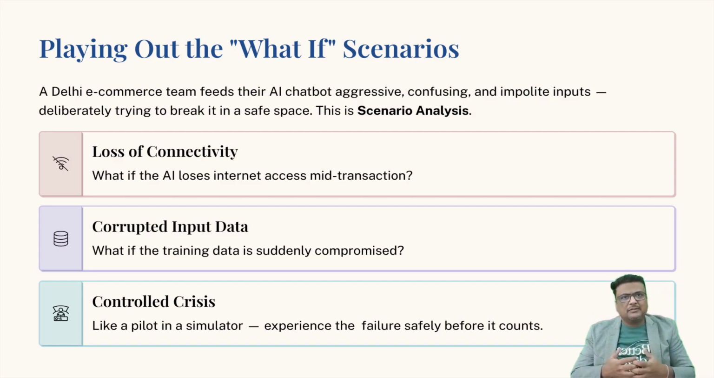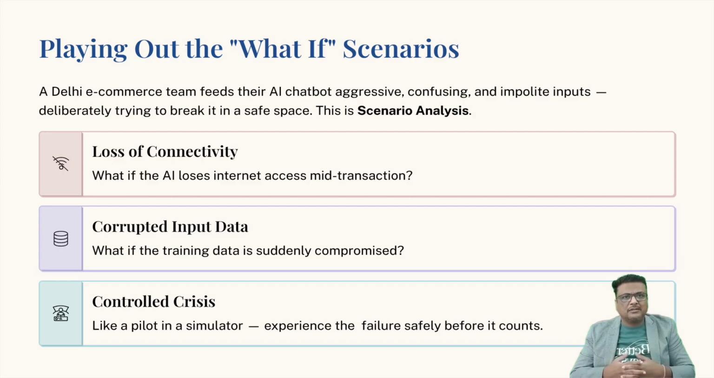You've probably seen this where a team assumes the user will always follow the instructions, but in reality, users do the exact opposite. By creating specific scenarios like what if the AI loses internet access or what if the input data is suddenly corrupted, we force the risk to the surface before it can surprise us in the real world. It's like a pilot in a flight simulator dealing with an engine failure. You want to experience the crisis in a controlled environment so you can learn exactly how to handle it when things really count. This practice transforms potential disasters into manageable operational procedures.